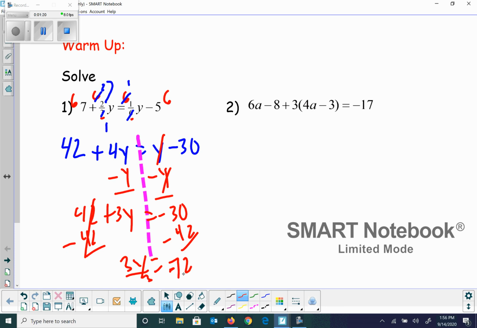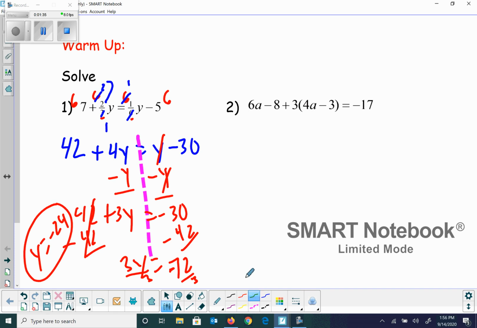And then divide each side by 3. And 3 goes into 72. Would have been y equals negative 24 if we had done that right. And you can do that probably on a calculator if you needed to. Just go 72 divided by 3.